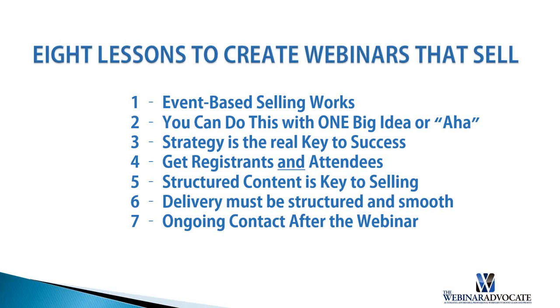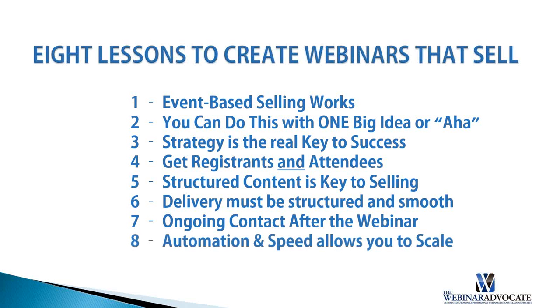There is ongoing contact. Number 8, automation and speed is what allows you to scale your business. Automation is what allows you to do things more than once. Speed is because you have a system and you're able to produce products faster than you probably ever thought possible.